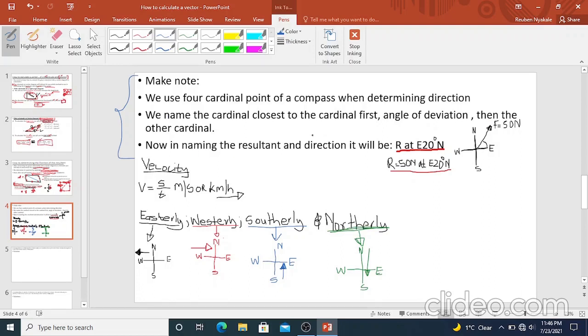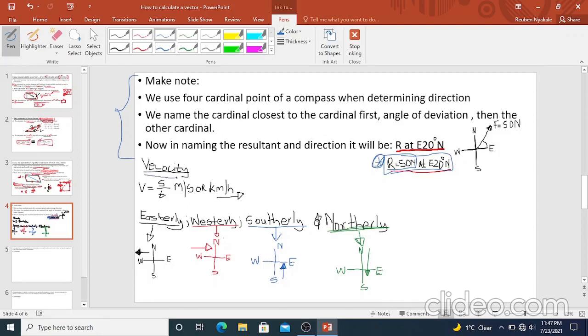Now in naming the resultant and direction, it will be R at east 20 degrees north. If the vector is close to east, you will start with the magnitude of the vector, 50 at east 20 degrees north. This is the naming that we'll be working with throughout your kinematics, in relation to your vector, to denote the vector and the direction.